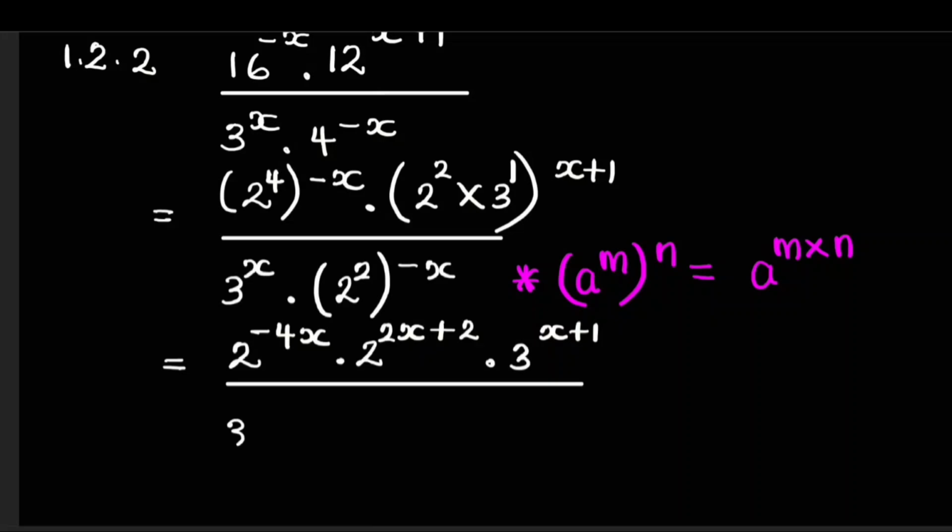In the denominator, we have 3 to the power x, which stays as is. And we've got 2 squared, and that 2 is going to multiply with the negative x. So it becomes 2 to the power negative 2x.